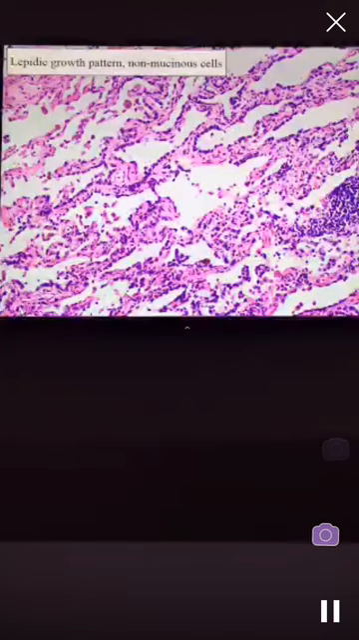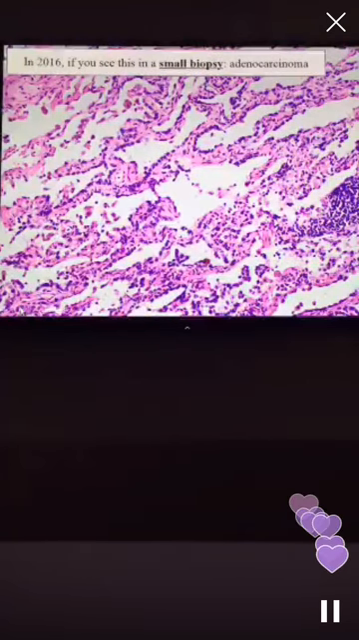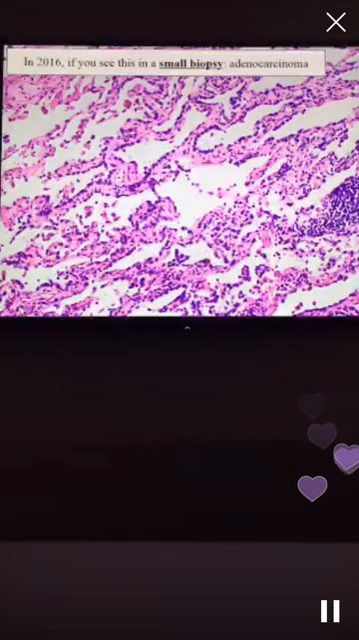So this is the kind of thing that people think about for adenocarcinoma in situ. Non-mucinous cells, just like I showed you before, lipidic growth pattern, there's no acinar growth or micropapillary or papillary. Next, please. So in 2016, if you see this in a small biopsy, let's say this is a core biopsy, I just call it adenocarcinoma. What is your option? Next.